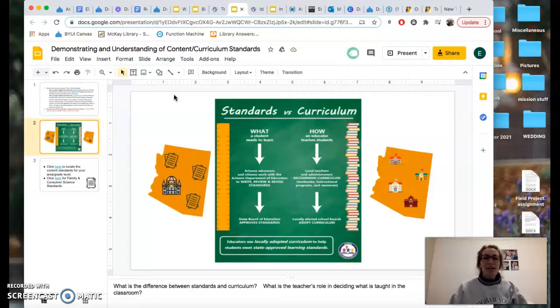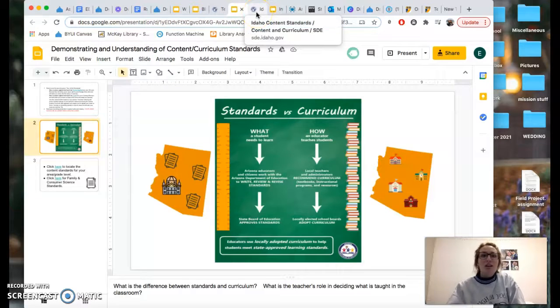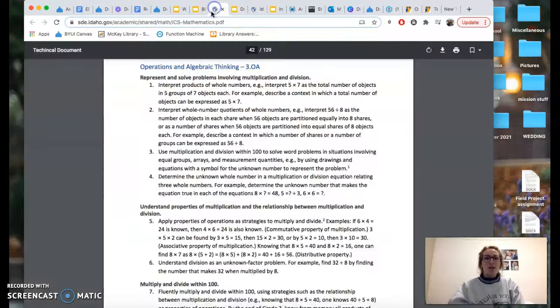The teacher's role in deciding what is taught in the classroom: they don't really get to decide what is taught in the classroom, but they do get to decide how it's taught in the classroom. They get to make lesson plans and pick fun activities for their students, and they really have a big role in deciding what the students will experience within the classroom to learn the standards that are set out for them. So next I'm going to talk about the Idaho Standards.